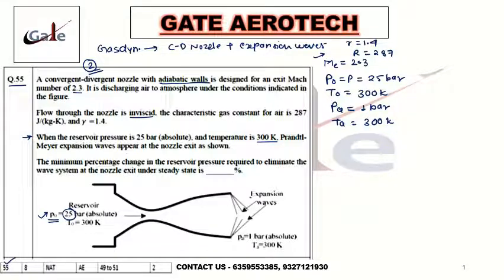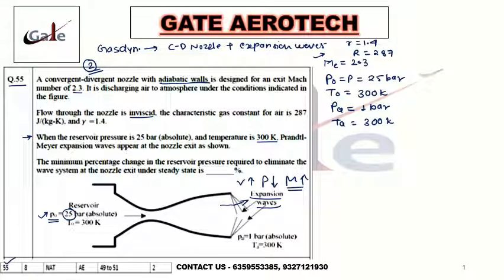Now they have asked what percentage change we will make so that this expansion wave will be eliminated. So first we will discuss why the expansion fan came here. Across an expansion fan, your velocity will accelerate. That means when the velocity accelerates, the pressure will decrease, and correspondingly your Mach number will increase.